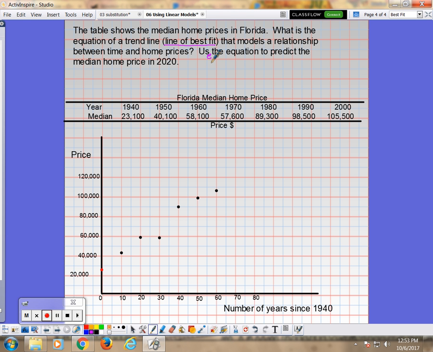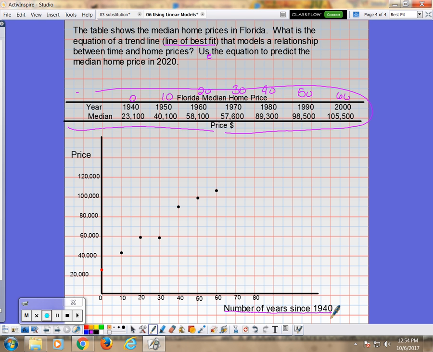So step one, I was given this block of data right here, and I had to graph it. So what I did was I made 1994 represent 0 on the x-axis, and then 1950 is 10, 1960 is 20, 1970 is 30, 1980 is 40, 1990 is 50, and 2000 is 60 on the graph. Notice down here, I did label it.